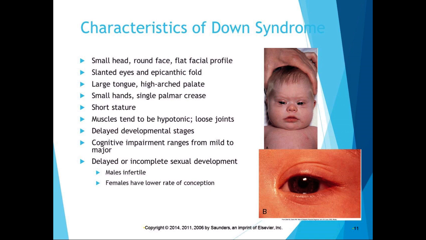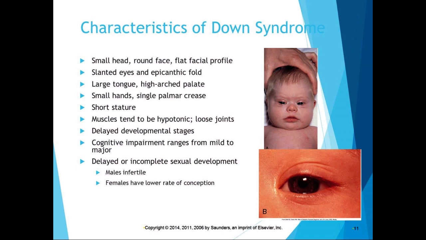Short stature. Muscles tend to be hypotonic and have loose joints. So a lot of times if you're working with someone with Down syndrome early on in PT when they're children, they require some extra support because of their hypotonia, low muscle tone. And so you might be teaching their parents what they need for support and how to position them correctly. Later on, you might be working with exercises for stability. People with Down syndrome typically have delayed developmental stages.